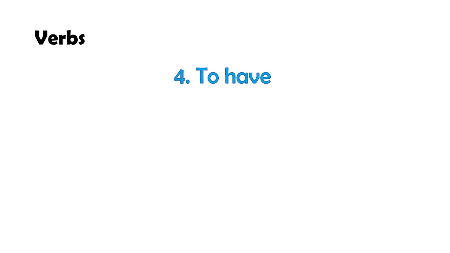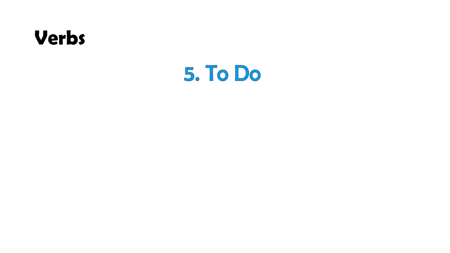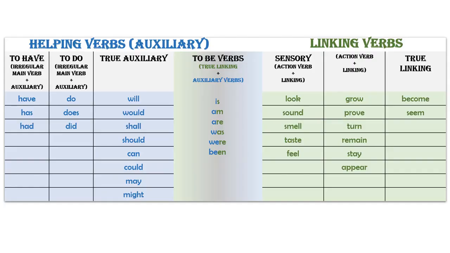The to have verbs. The to have verbs are have, had, and has. They are used either as action verbs or helping verbs, also known as auxiliary verbs. The to do verbs. The to do verbs are do, did, and does. These are used either as action verbs or helping verbs. Here is a table that gives you a short synopsis of the helping and linking verbs.